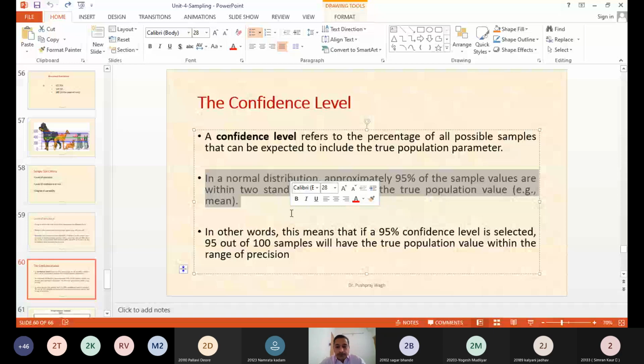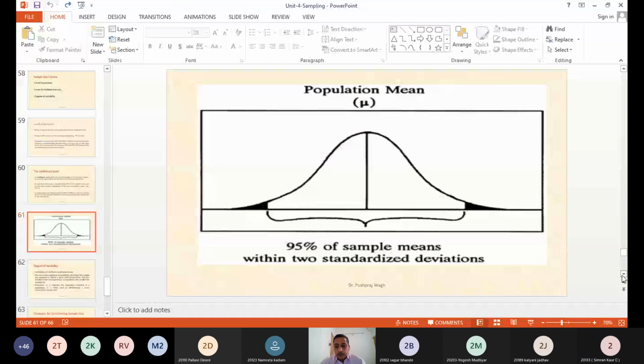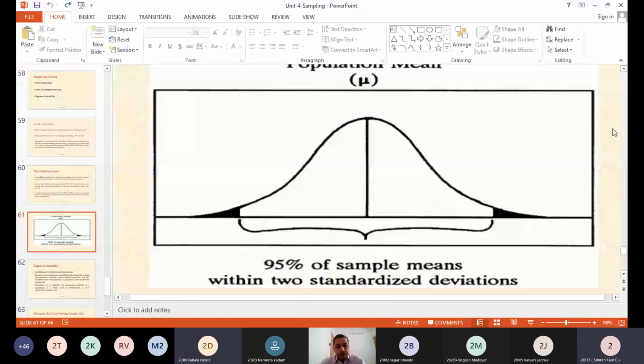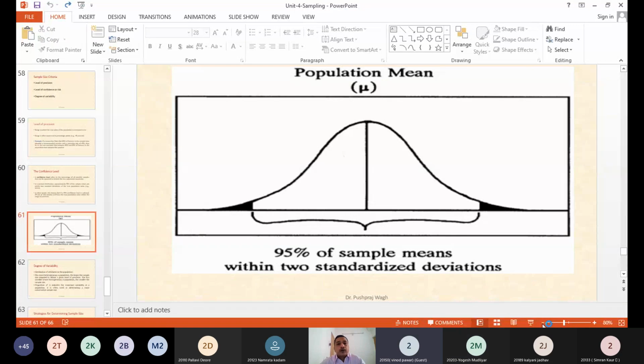For example, the mean. If we see this diagram, are you able to see this diagram? No, sir. Is the diagram visible? Hello? Yes, sir. Yes, sir.